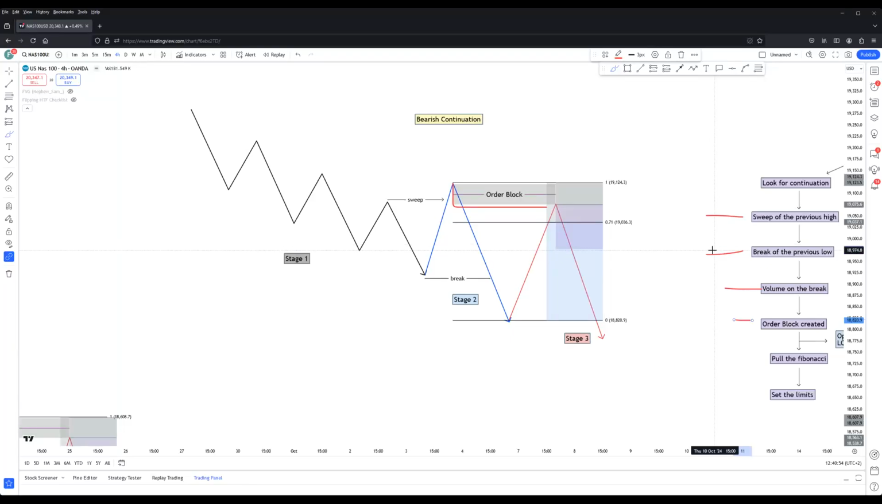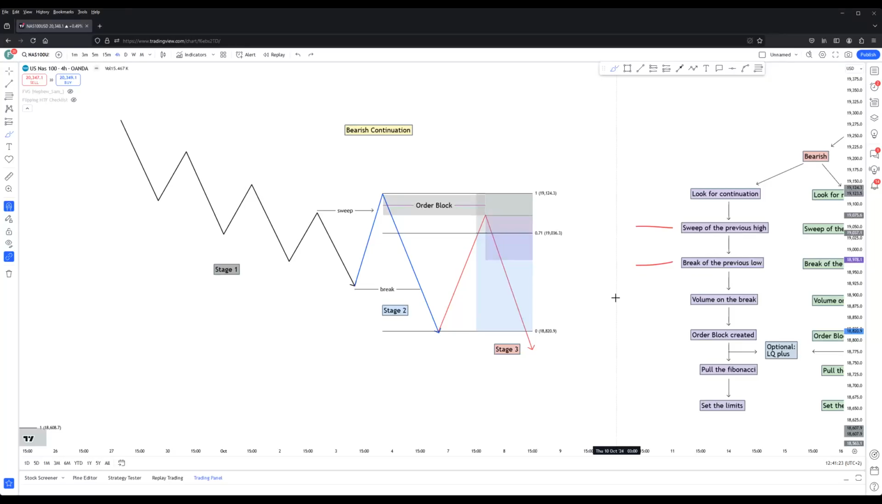Now we have 4 criteria. Next one is the Fibonacci. You should pull the Fibonacci when there is the sweep of the previous structure and the break of the previous low point and the retracement starts. So Fibonacci is a really strong criteria because it shows the actual area of interest where price might retrace to the downside, and combined with the order block, this is a really strong area of interest where price will likely follow the continuation of that structure.